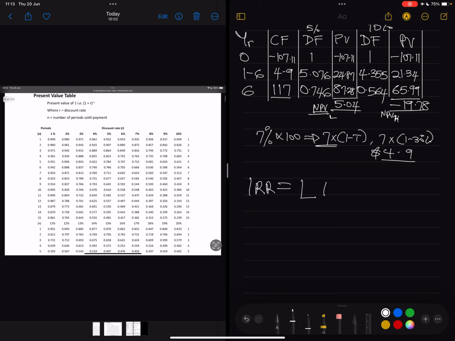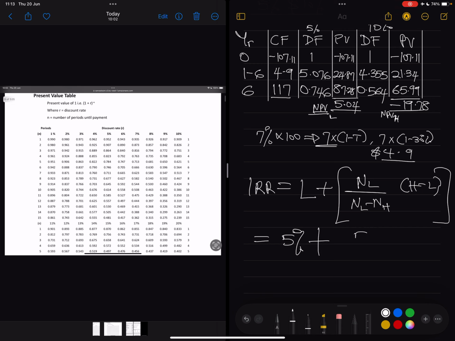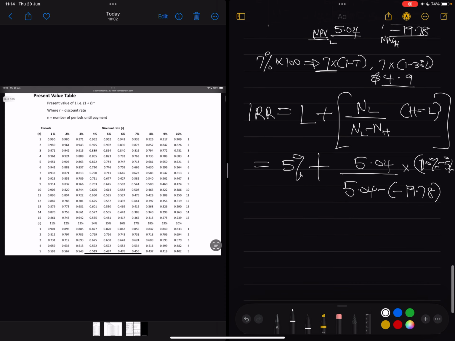Remember, IRR is L plus NL over NL minus NH into bracket H minus L. Put everything into brackets. So our L here is 5%, as has always been. NL is 5.04 into 5.04 minus 19.78, divided by 10% minus 5%. Right, this is 10 minus 5%. I always like you to deal with this part separately so that you don't get confused. So I bring it down, 5% plus.